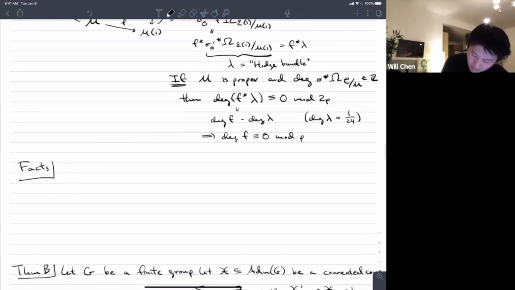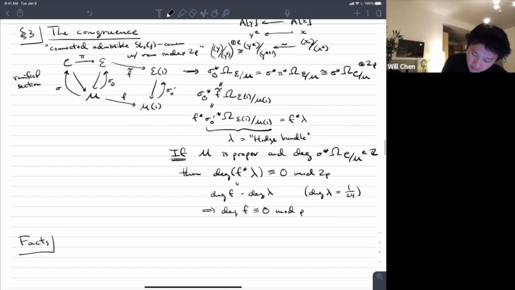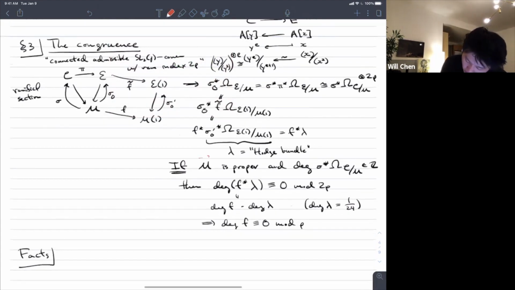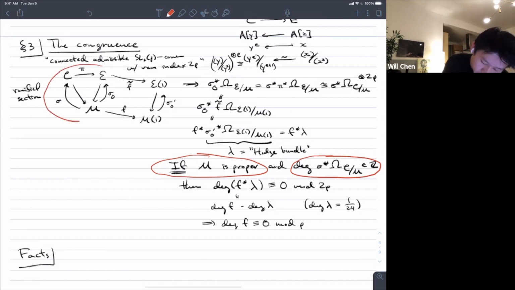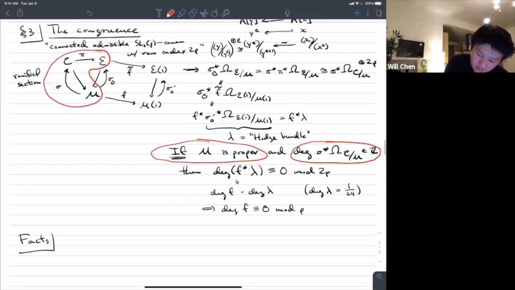Okay, so there are some problems here, right? Firstly, M is not proper, so this is not quite true. That's one problem. Here's another problem: the degree of a line bundle on a stack is not necessarily integral. And the third problem is you don't actually have a universal family. And moreover, you don't necessarily have this section. So it turns out the way to fix this is, so the properness is relatively easy to fix.